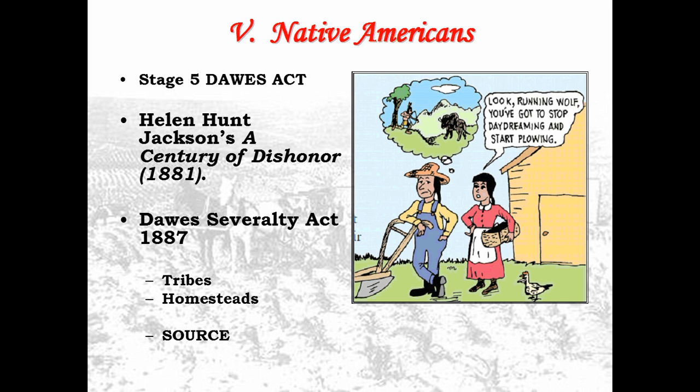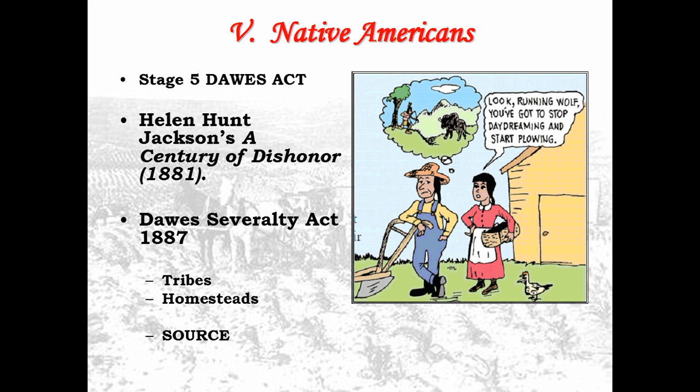Congress passed the Dawes Severalty Act of 1887, and this is on Google Classroom, and I'd like you to take a look at it and answer the questions that go with it. Basically what it does is it dissolves reservations, it dissolves tribes, and it tries to give land to Native Americans in the form of homesteads. Kind of a similar concept to the Homestead Act.